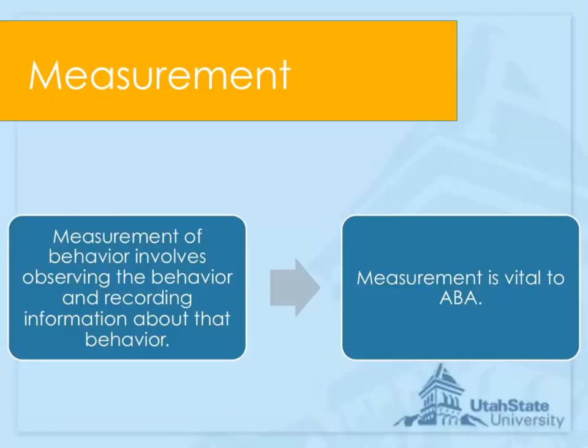So when we say that we want to measure behavior, we mean that we want to observe the behavior occurring and then record specific quantitative information about that behavior. This is incredibly vital to ABA because it is one of the big things that makes ABA such an effective way of managing and changing behavior. Having numerical representations of behavior means that all of the decisions we make will be based on the data and there's no guesswork or opinion involved.